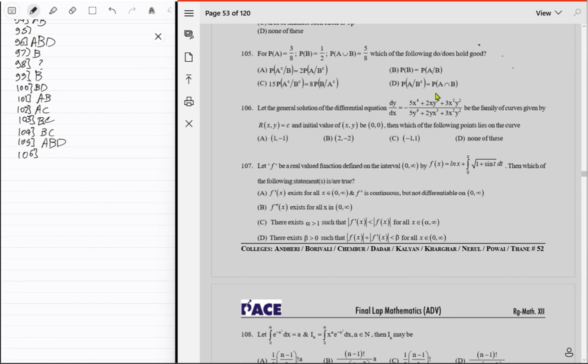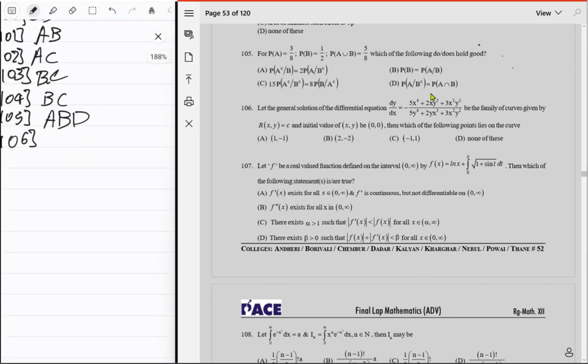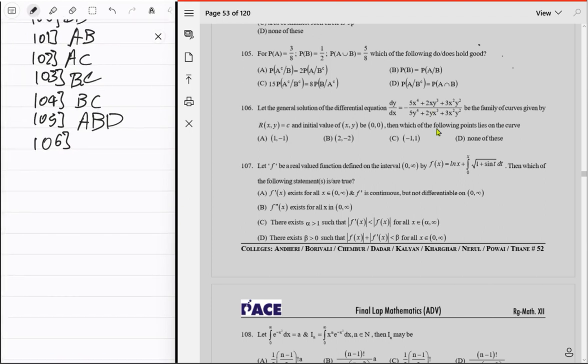Let the general solution of this differential equation be the family of curves. Right, just put y is equal to f of x. So what do you get? f plus x f dash is equal. That is what I'm always doing, right? I guess so. Yeah, that's what I've always been doing, guys.